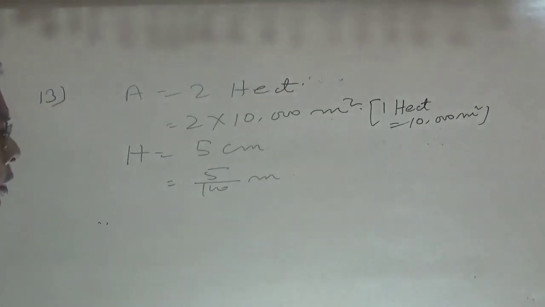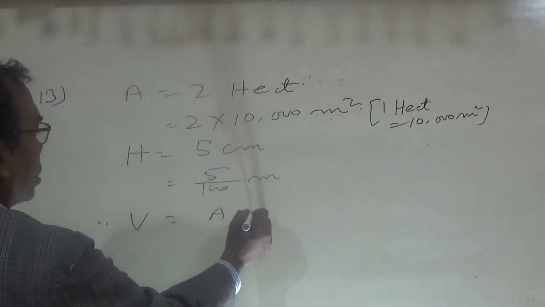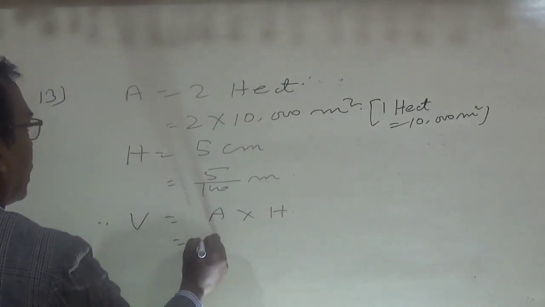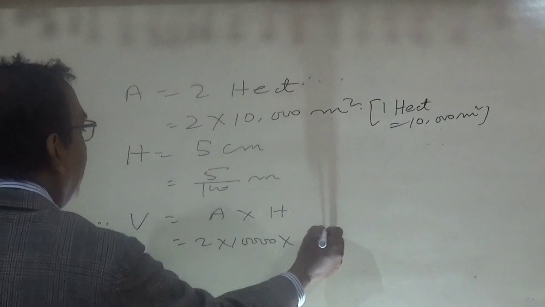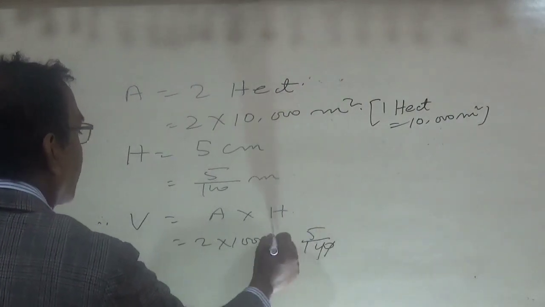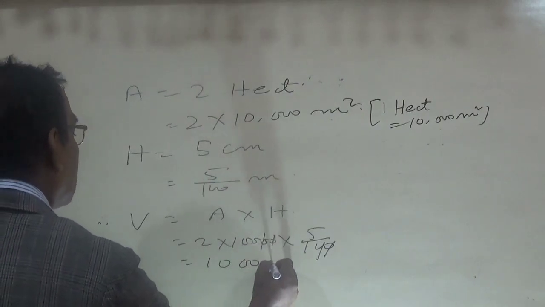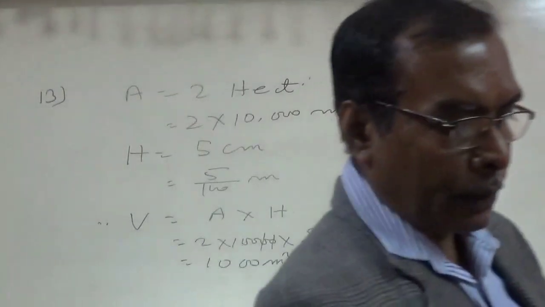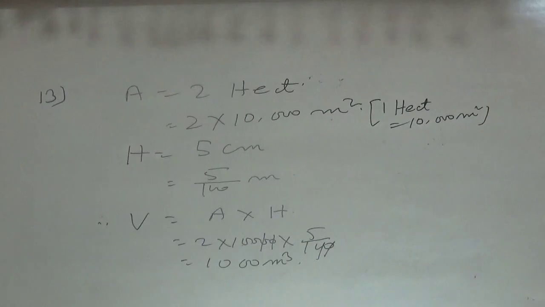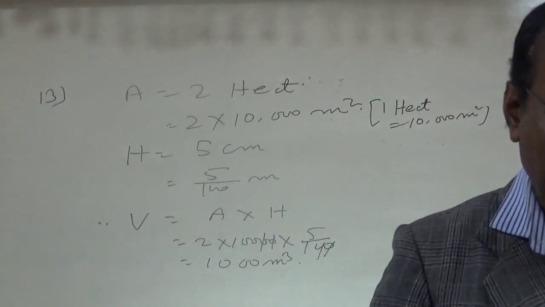Therefore, as I have told you, volume is equal to area of cross section into height, which is equal to 2 into 10,000 into 5 by 100. These 2 zeros will cancel. 5 2s are 10, followed by 2 more zeros. This much meter cube of water has been deposited on the field. Okay, 1000 meter cube of water deposited in the field. So this is about question number 13.